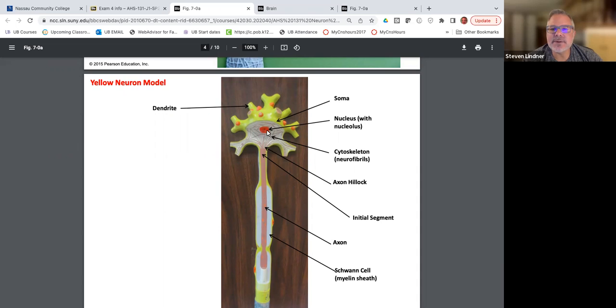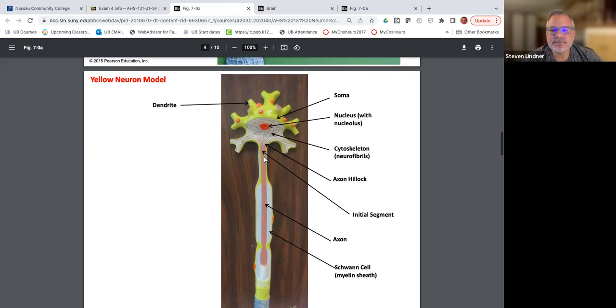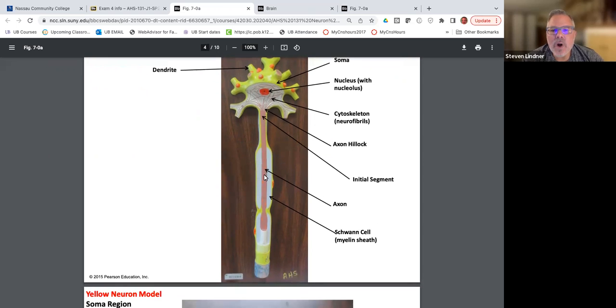Right in the center is the nucleus. Here is the axon, right in the center. And the beginning of it right there is what we call the axon hillock. And again, between the axon hillock and the axon, kind of still in that beginning stage, is what we call the initial segment. Sometimes they call it the trigger zone.